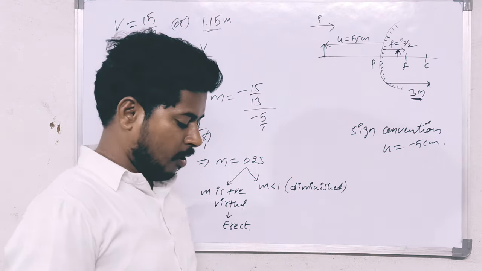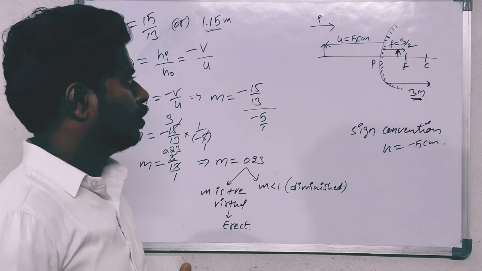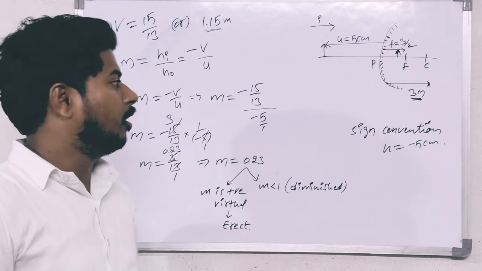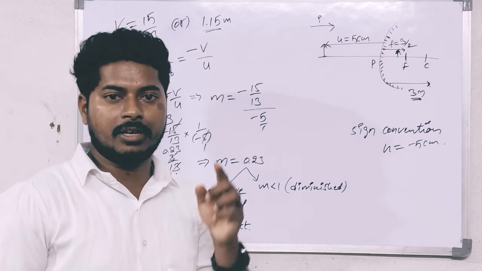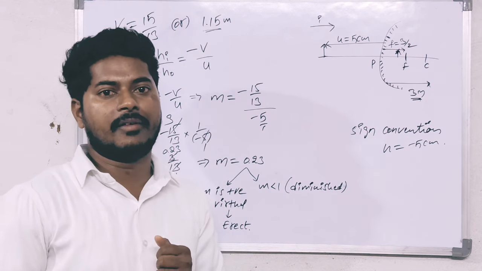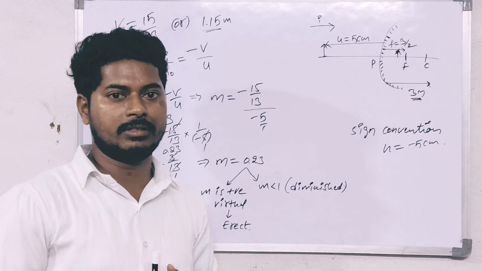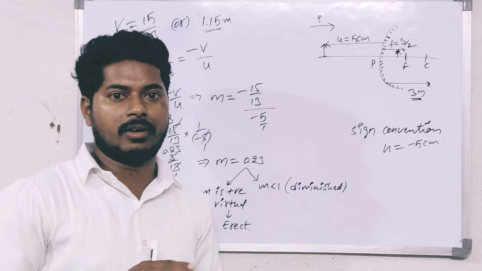So this is the way of solving problems in reflection of light at curved surfaces. This is our last class from reflection of light at curved surfaces. Our chapter is finished.